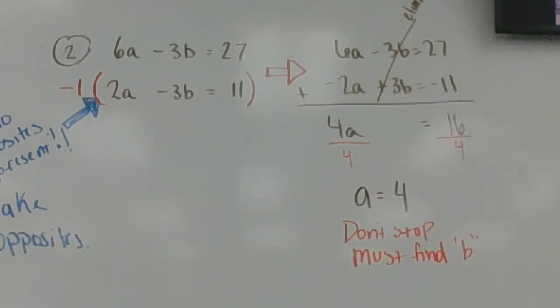Alright, plug in A. Destiny, did you already find B? Yeah? Raise your hand if you've already found B. Alright, I'm behind you. Catch up. Alright, so we're going to put our A equals 4 into the A spot. Johnny, finish.